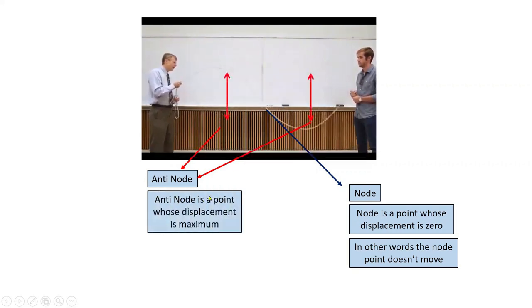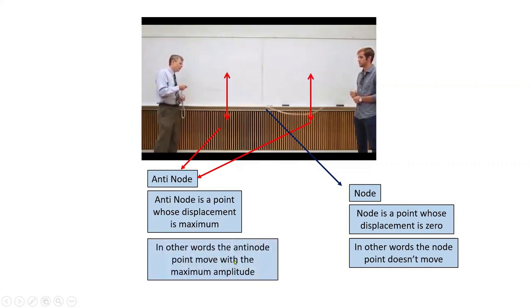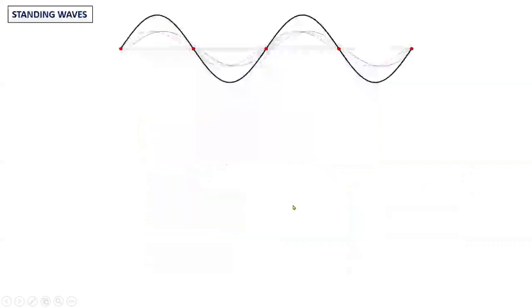What's the definition of antinodes? Those are the points whose displacement is maximum. And in other words, the antinode point moves with the maximum amplitude. Now for the exams, all you need to remember is what is a node, what is an antinode. Node will not move, antinode will vibrate with the maximum amplitude.